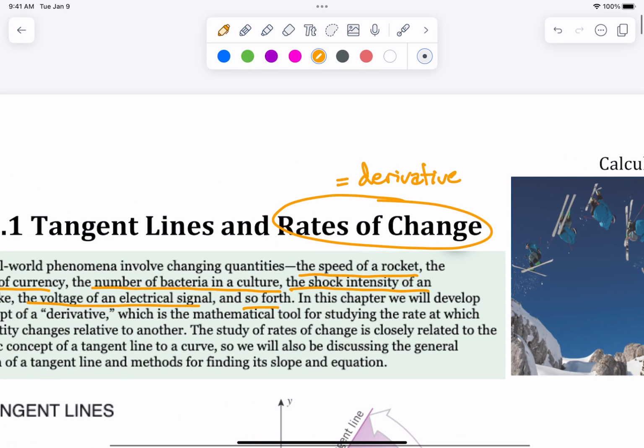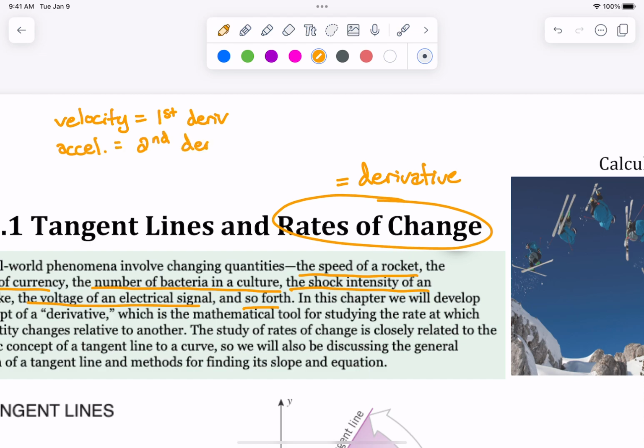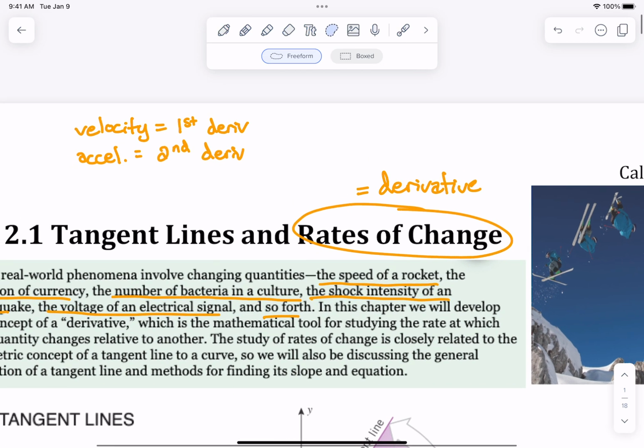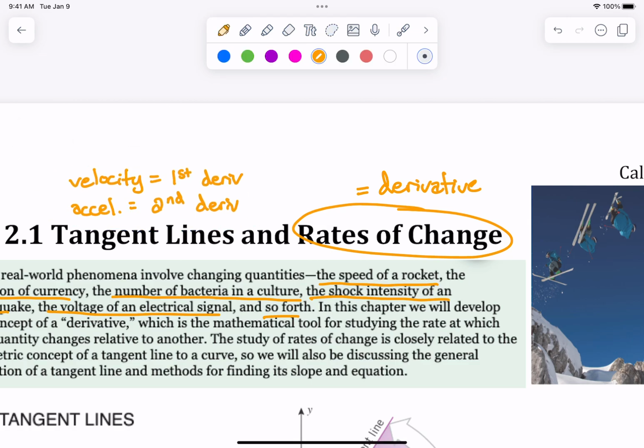I'll have you write down some other stuff. I just mentioned velocity. When you're doing velocity, that is a first derivative. Acceleration, that's the second derivative, okay? A lot of times you will have, in front of velocity, the position function, okay?